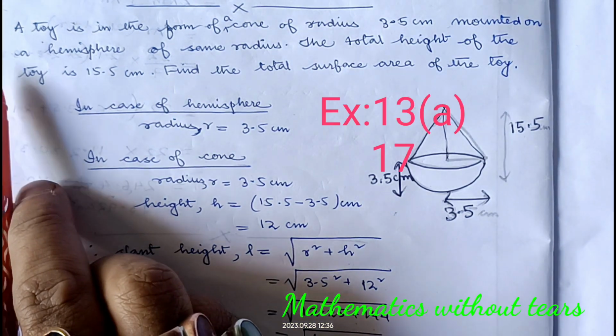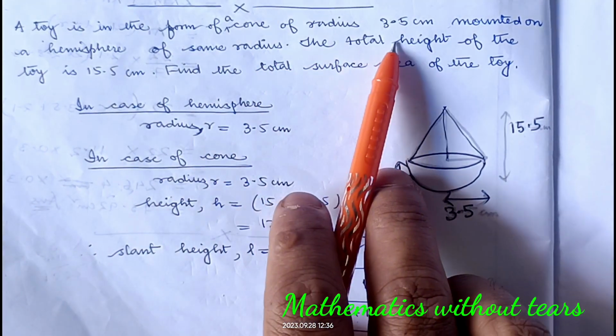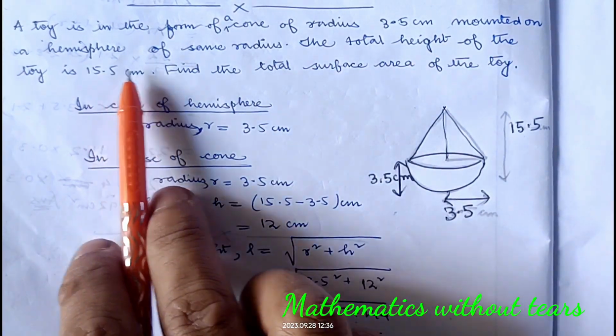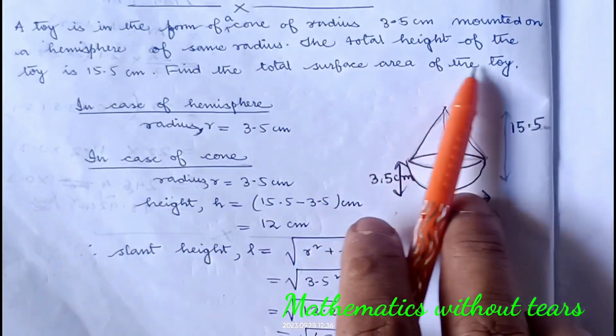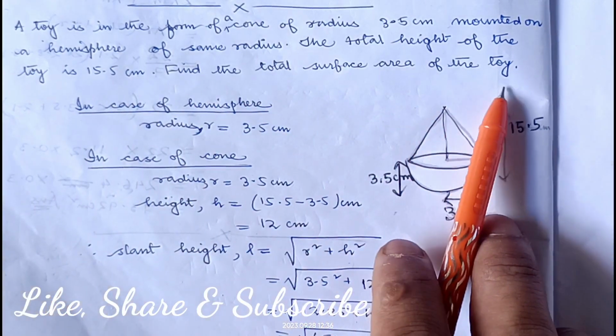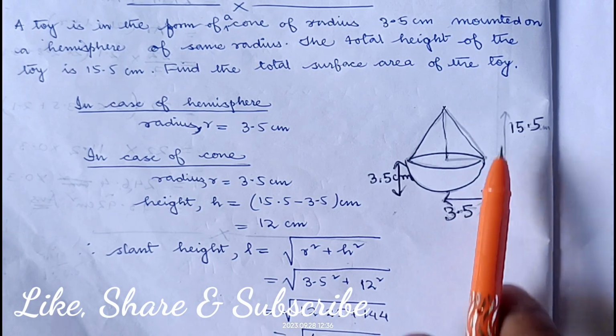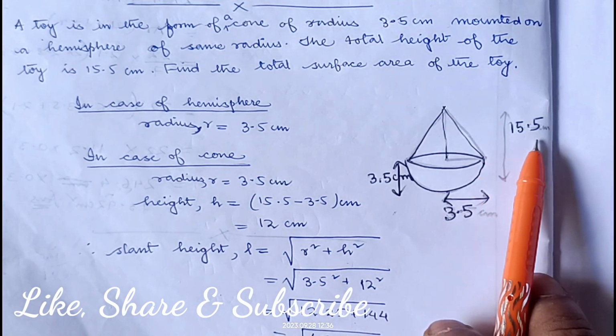In question number 17, it is given that a toy is in the form of a cone of radius 3.5 cm mounted on a hemisphere of same radius. The total height of the toy is 15.5 cm. Find the total surface area of the toy. This is the toy. Here radius is 3.5 cm and total height is 15.5 cm.